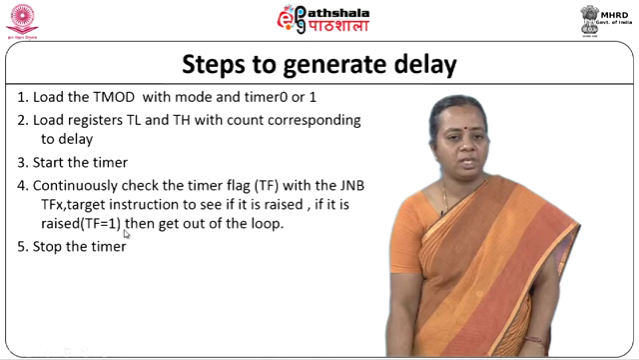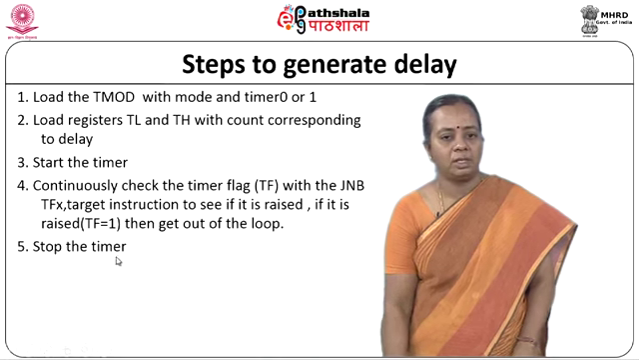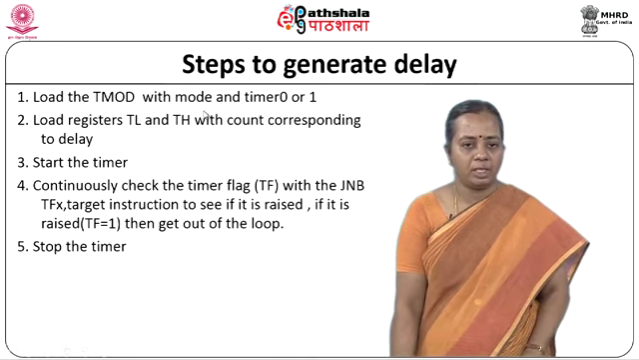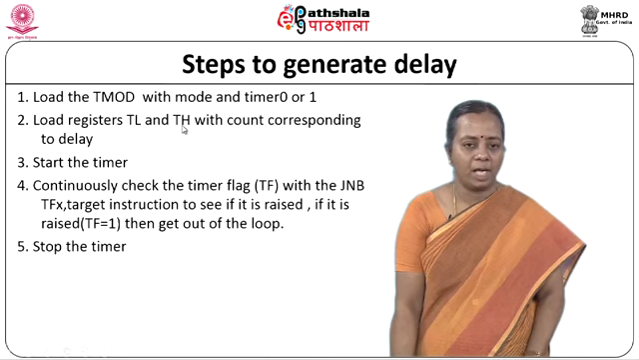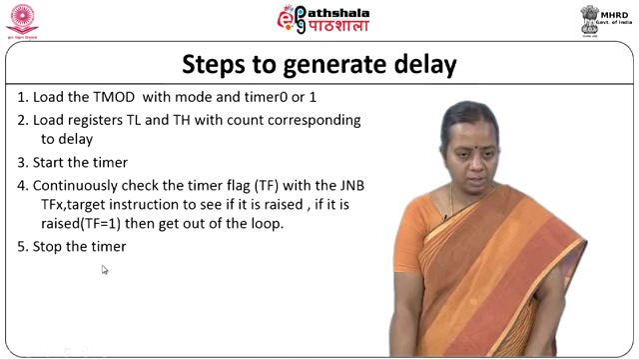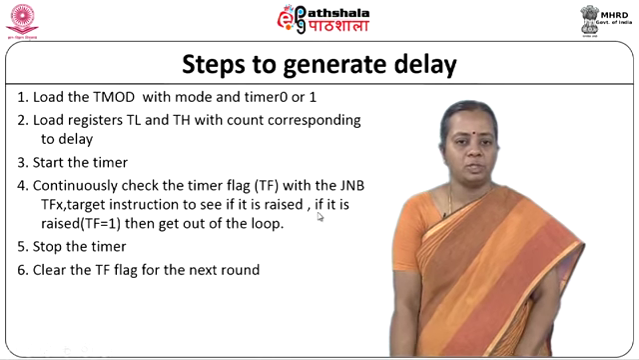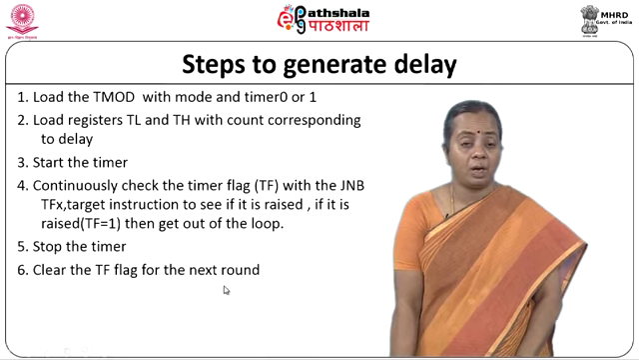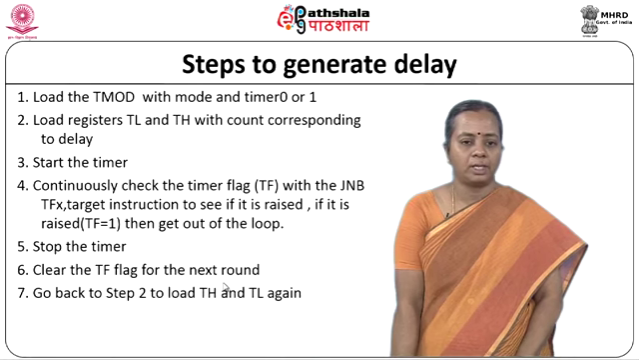By checking this TF, we then go for the other operations. If I want to generate a delay of a particular time, I have to set that time, start the timer, and watch for TF. Once it is equal to 1, I have to stop the timer. This is the way we generate a delay. After that we have to clear the TF flag. If we do not clear it, it will never go for the next round.